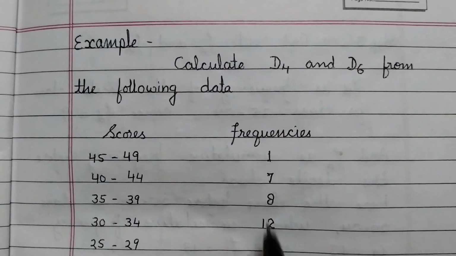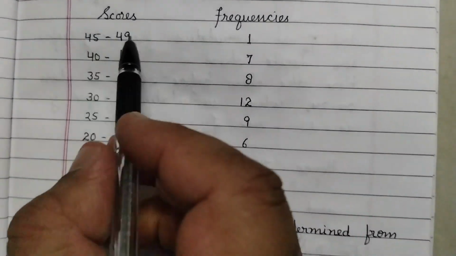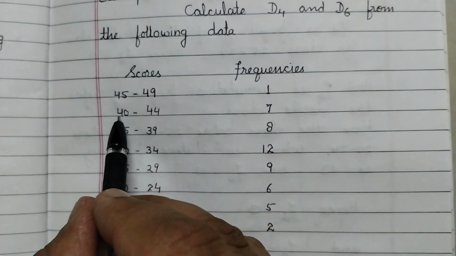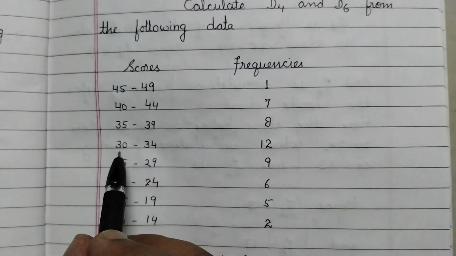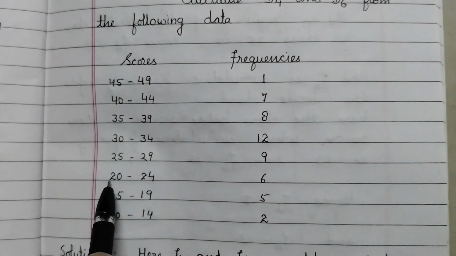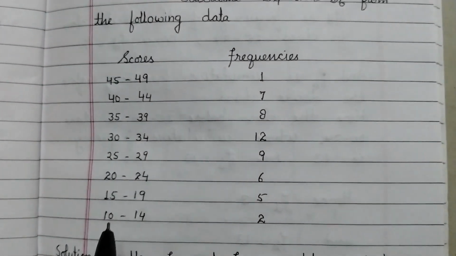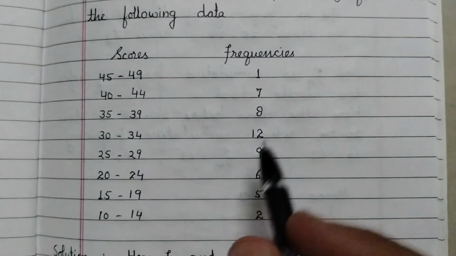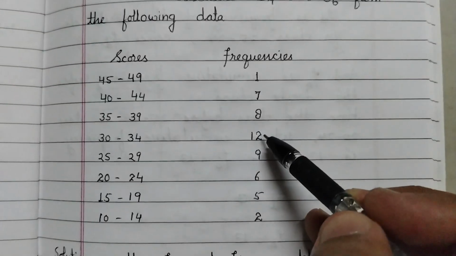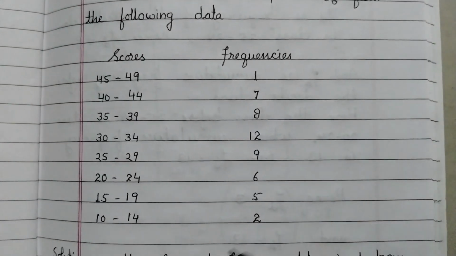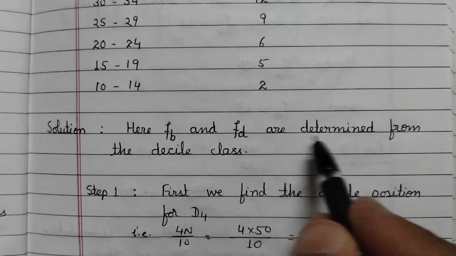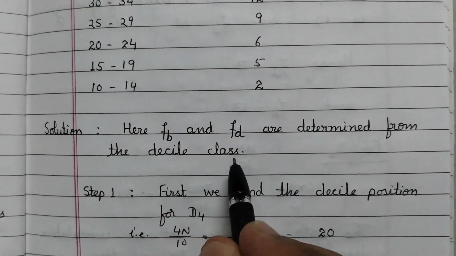Scores are given and frequencies are given. Scores are as follows: 45 to 49, 40 to 44, 35 to 39, 30 to 34, 25 to 29, 20 to 24, 15 to 19, 10 to 14, and the corresponding frequencies are 1, 7, 8, 12, 9, 6, 5, 2. Solution. Here FB and FD are determined from the decile class.